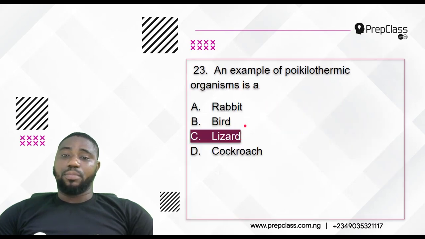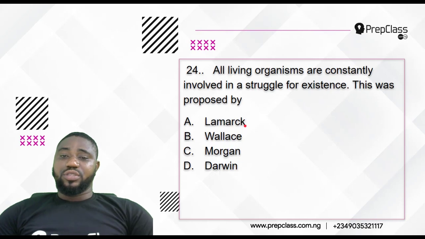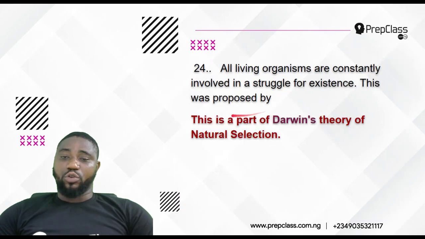Lizard is cold-blooded. 24. All living organisms are constantly involved in the struggle for existence. This was proposed by, is it Lamarck, is it Wallace, is it Morgan, is it Darwin? This is part of Darwin's theory of evolution. We call that kind of theory natural selection. So this is part of Darwin's theory of natural selection.